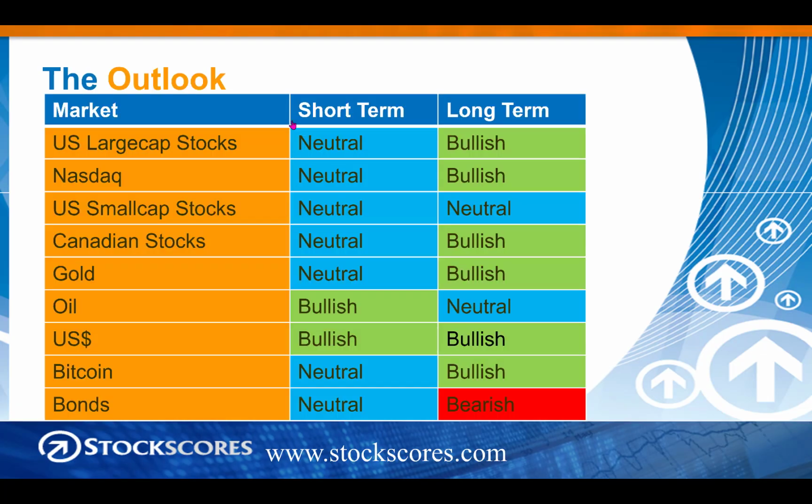So my ratings then, you can see them there. Neutral in the short term for all the stock markets. The only one that's not bullish long term is the US small caps. It's kind of right on the edge. Gold neutral and long-term bullish. Oil short-term bullish, long-term neutral. US dollar bullish in both time frames. Bitcoin short-term neutral, long-term bullish. And bonds in the short term, I raised it this week to neutral because it is showing signs of trying to make a bottom, but still bearish in the long term.